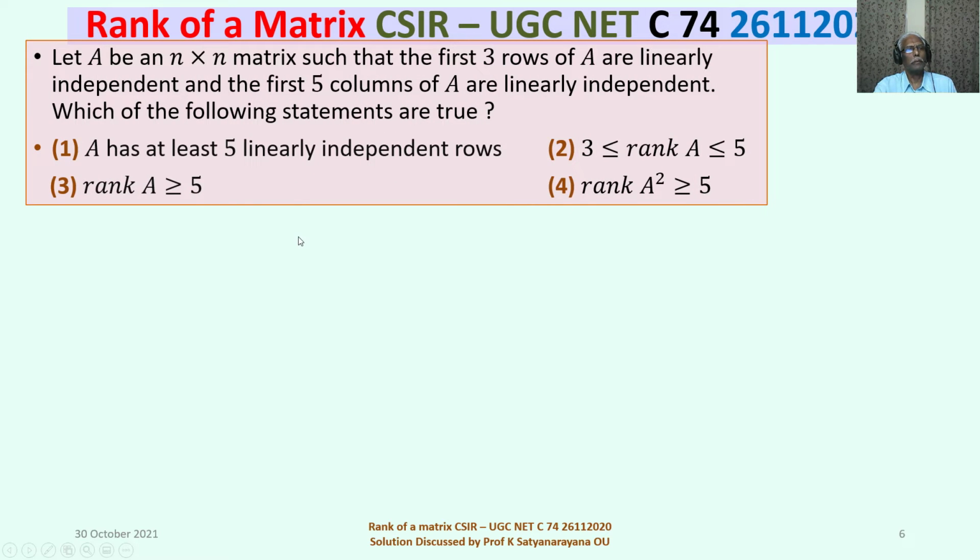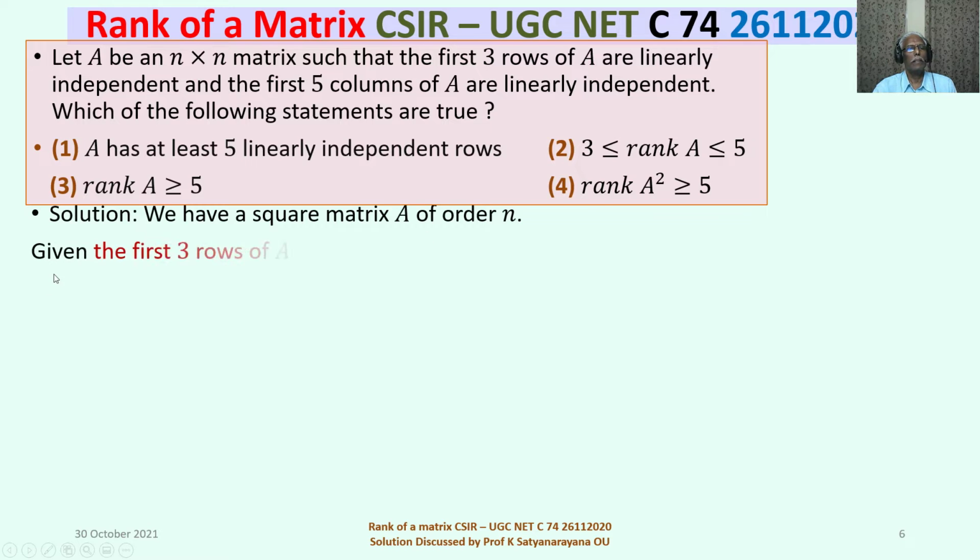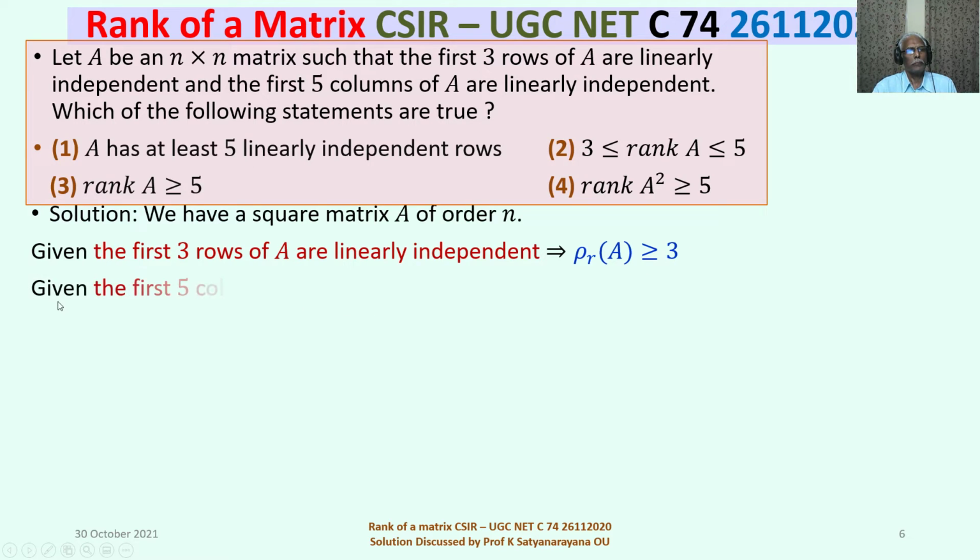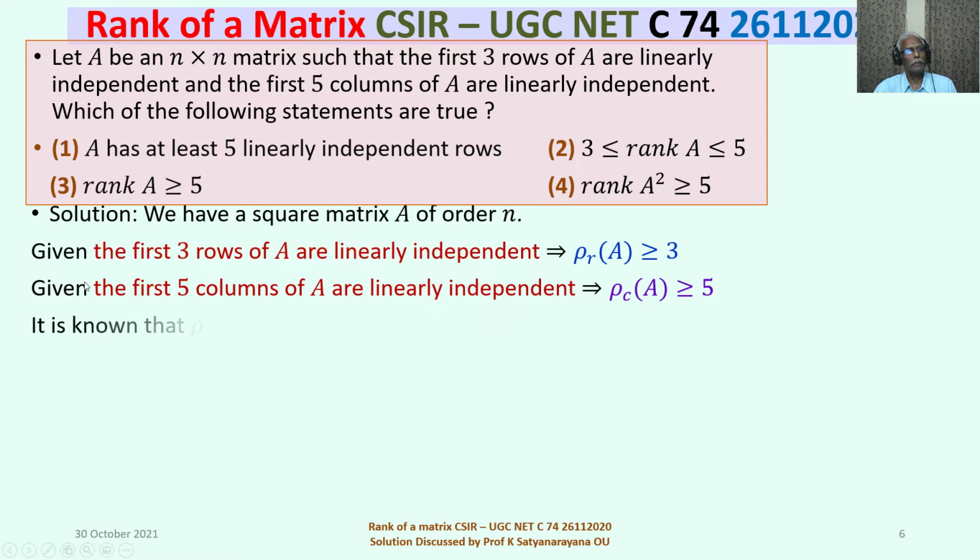This is the problem. The solution is, we have a square matrix A of order n. It is given the first three rows of A are linearly independent. This implies the row rank of A is greater than or equal to 3. It will be at least 3. Given the first 5 columns of A are linearly independent, this implies the column rank of A is greater than or equal to 5.